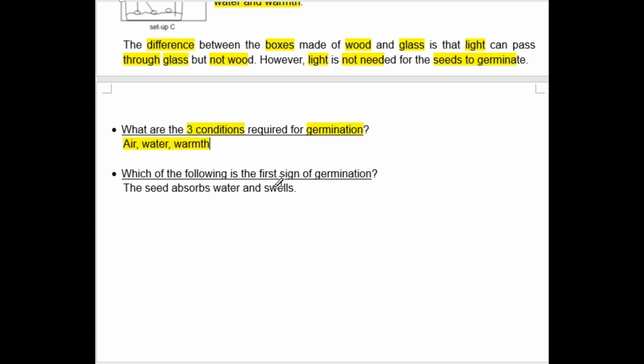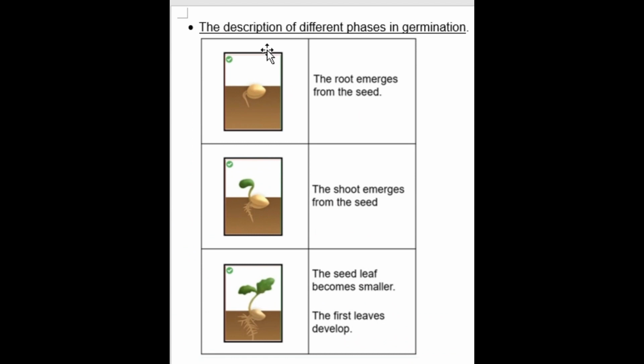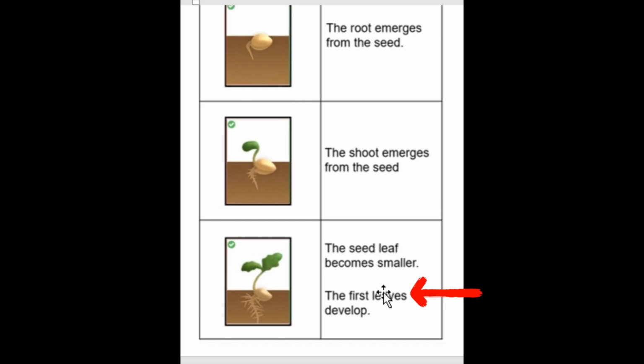Which of the following is the first sign of germination? The seed absorbs water and swells. The description of different phases in germination: the root emerges from the seed, the shoot emerges from the seed, the seed leaf becomes smaller, the first leaves develop.